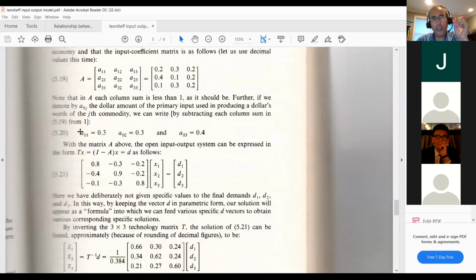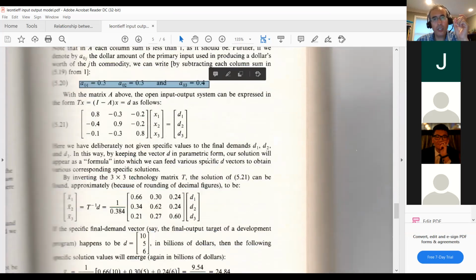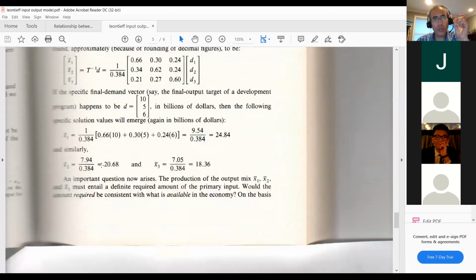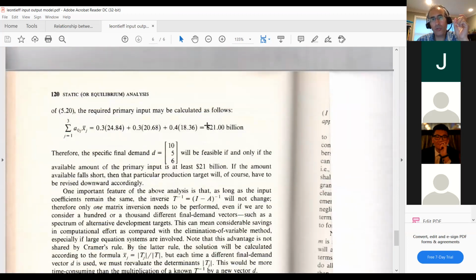You have this one. Then you have the results 24, 20, and 18. And the primary input should be equal to 21. Do you see that, guys?